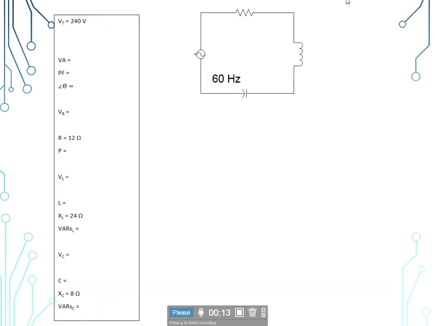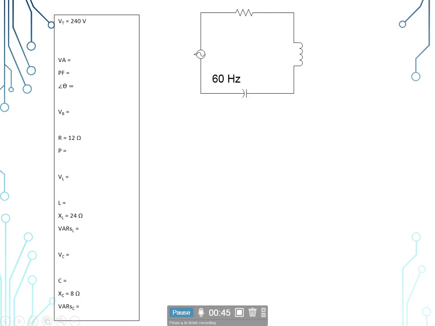As you see in the schematic, we do have the series circuit. We leave the power source with one path coming through the resistor, still one path coming through the inductor, still one path going into the capacitor, and coming back out of the capacitor, we still only have one path. We have 60 hertz for our frequency, 240 volts for our total voltage. We have a resistance of 12 ohms, an inductive reactance of 24 ohms, and a capacitive reactance of 8 ohms.